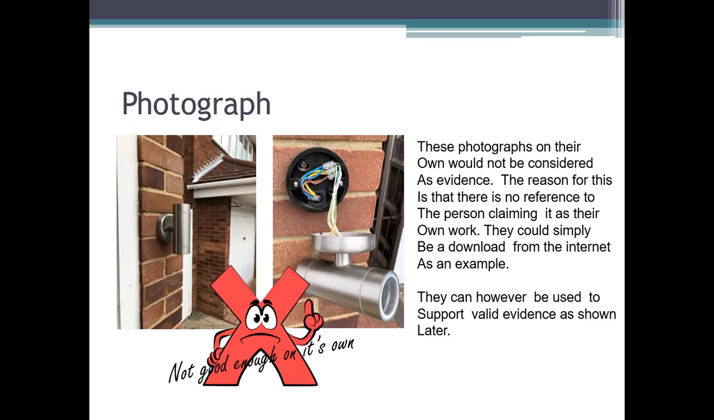They can, however, be used. So don't discount photographs like this. They can be used to support valid evidence. And we'll see how we can do that in a little while.